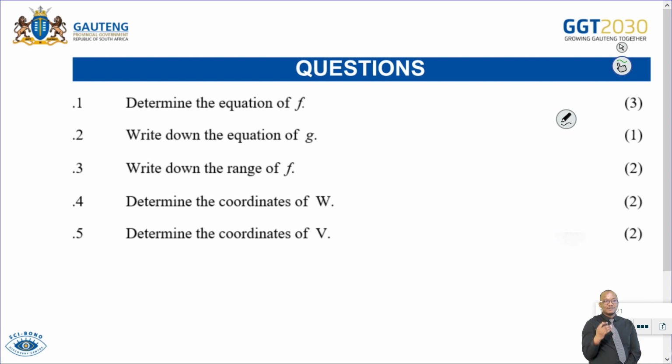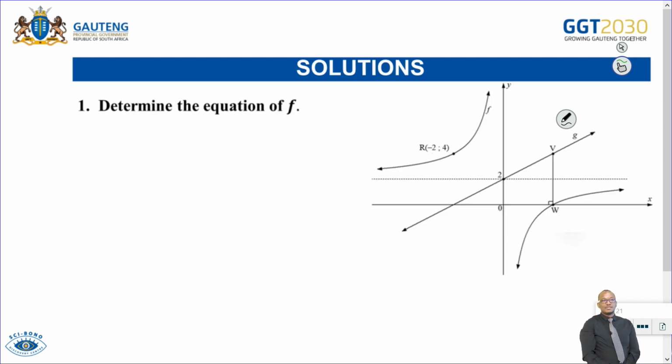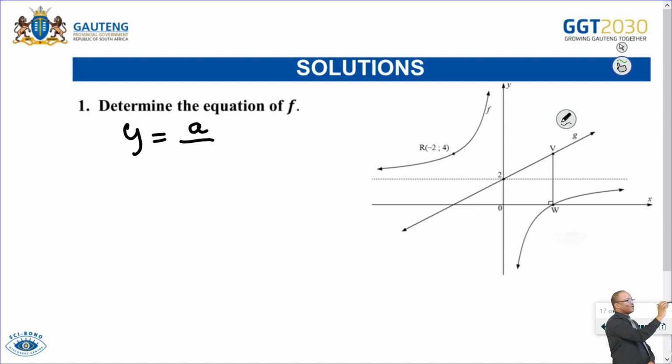By interpreting already, I've answered one of the questions. Hence, it's even 1 mark because there you don't have to determine the gradient. Okay, let's now determine the equation of f. Remember the equation of f, it was given by a over x plus q.